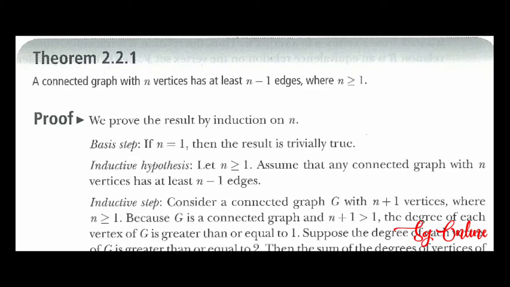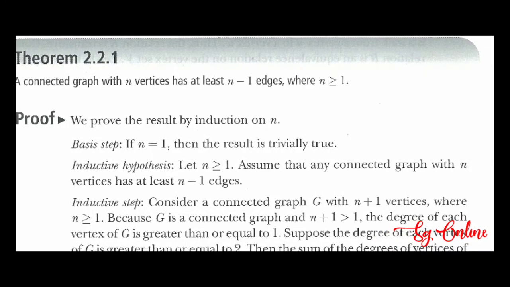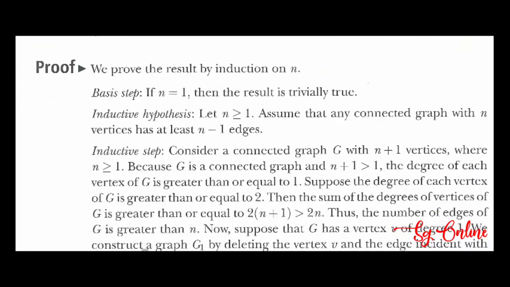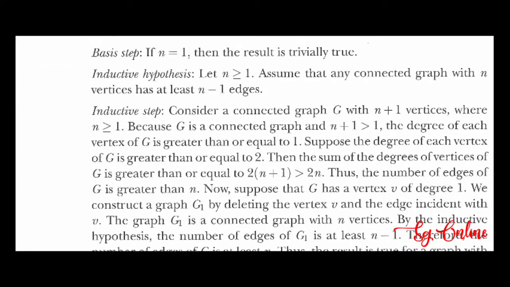And then as an inductive hypothesis, we assume that n is greater than or equal to 1, and suppose any connected graph with n vertices has at least n minus 1 edges. In the induction step, we start with a graph with n plus 1 vertices. Now first we note that if the degree of any vertex is greater than or equal to 2, in that case the case is very simple.